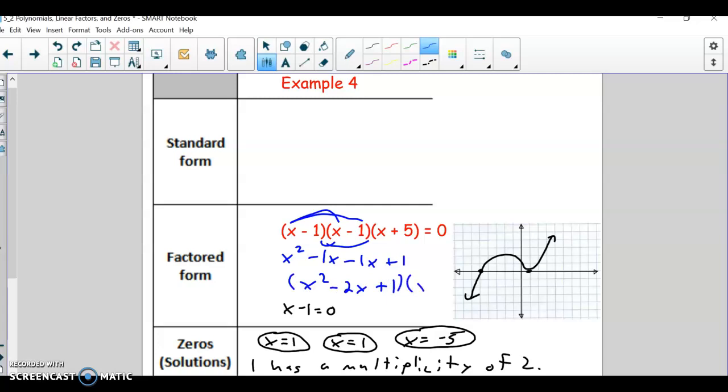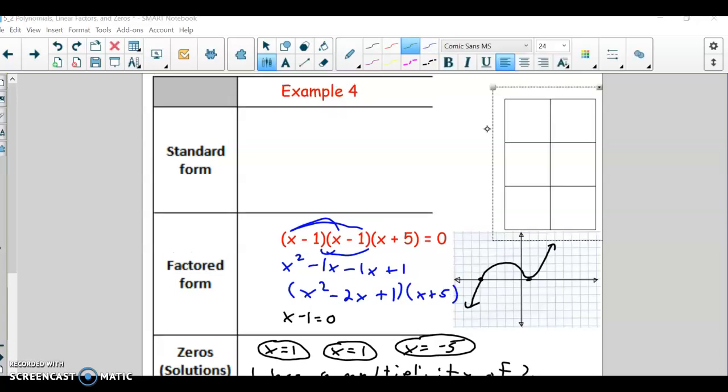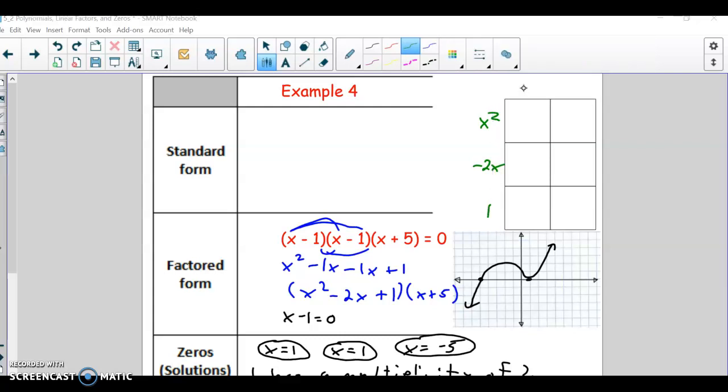Okay, and then we got to take that times x plus 5. So draw the box again and do the multiplication. All right, so along the side here we have the trinomial. So I'm going to do the x squared, the negative 2x, and the plus 1. Along the top goes the binomial x plus 5. And then just fill in the parts. X squared times x, 5 times x squared, negative 2x times x, negative 2x times 5, and 1 times x, 5 times 1.